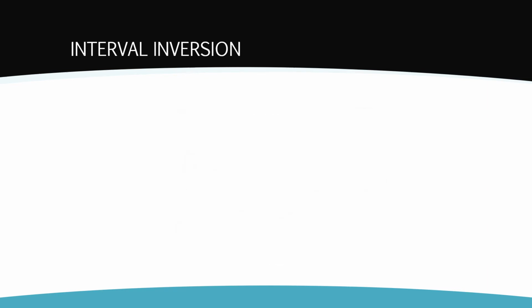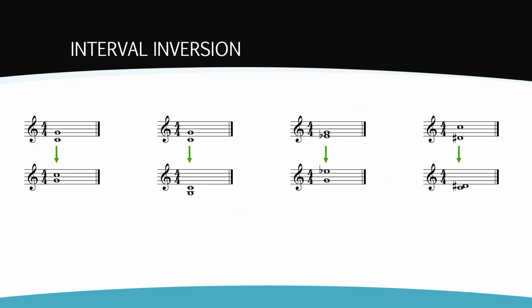A pattern emerges in all of these examples. First, when we invert a dyad, the original general interval size changes to the sum of 9 minus the original interval size. 5 became 4, 3 became 6, and 7 became 2.